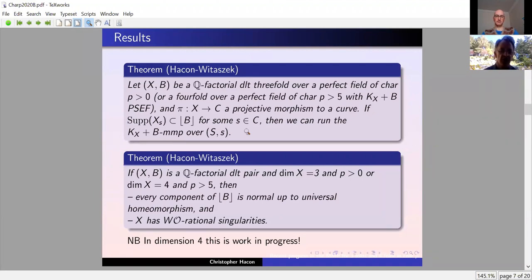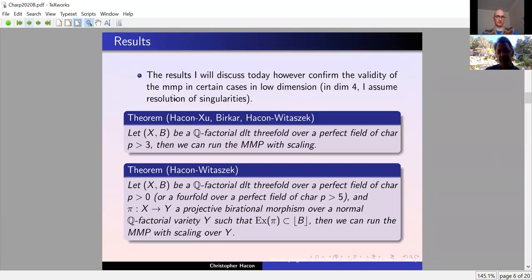Okay, so those are the statements. Maybe a brief recap: the first result is that we have the minimal model program for threefolds in characteristic greater than or equal to 5 in pretty much full generality.